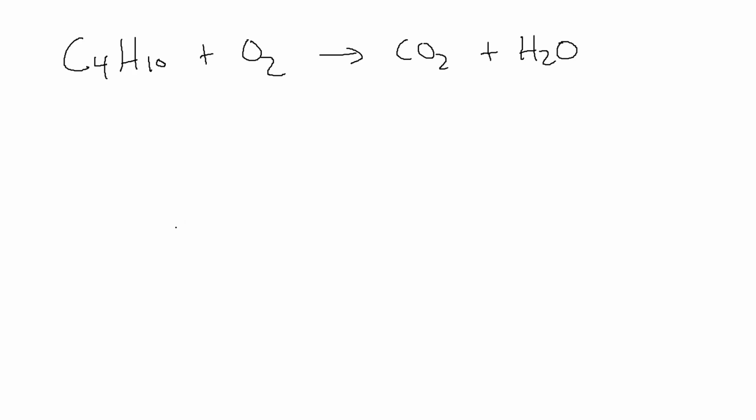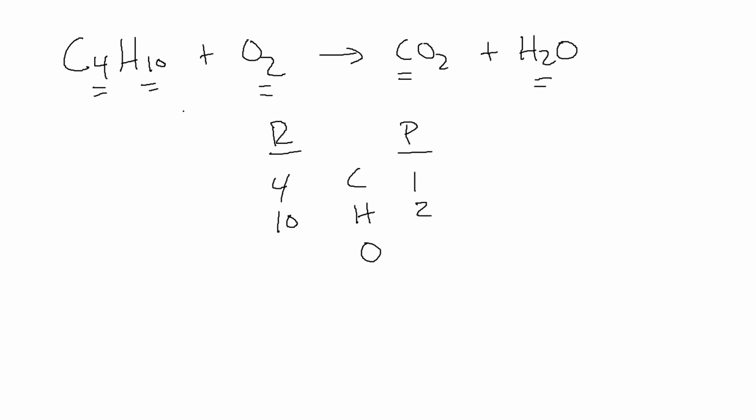So in this particular case, kind of a similar equation. So let's take a look. We got reactant, we got product, we got carbon, hydrogen, oxygen. Left-hand side, 4 carbons. Right-hand side, 1 carbon. Left-hand side, 10 hydrogens. Right-hand side, 2 hydrogens. Left-hand side, 2 oxygens. Right-hand side, 2 oxygens. 1 more gives me 3.